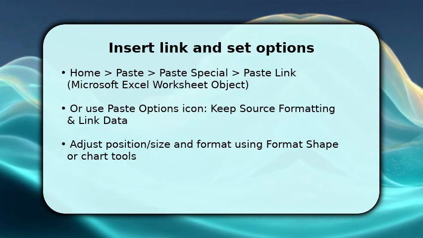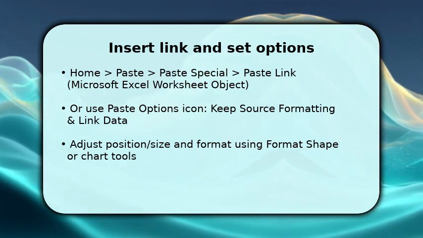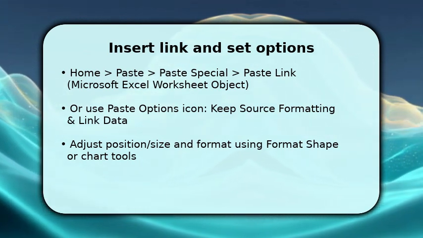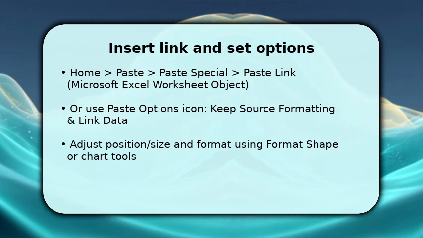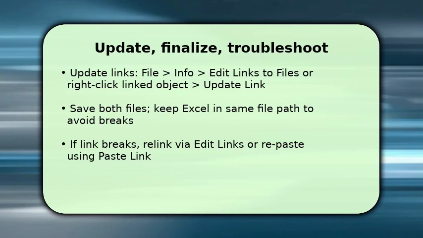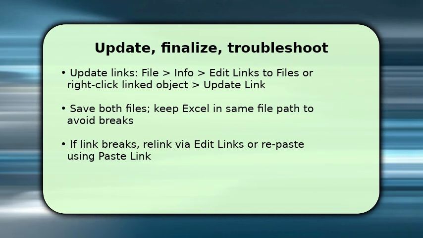Use Format Shape or Chart tools to tweak appearance so it fits the slide layout. Make sure the link type matches whether you pasted a range or chart, because behavior differs when updating. To finish, save both files and test the link by changing the source in Excel, then update links in PowerPoint via File Info Edit Links or right-click the object and choose Update Link.